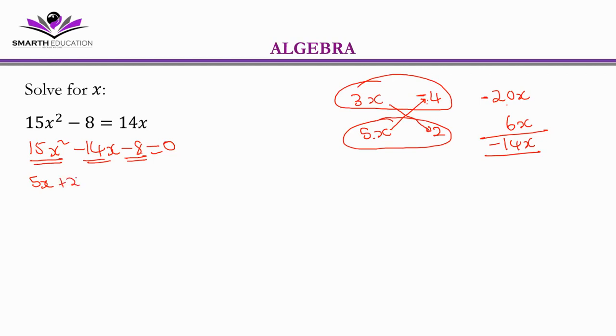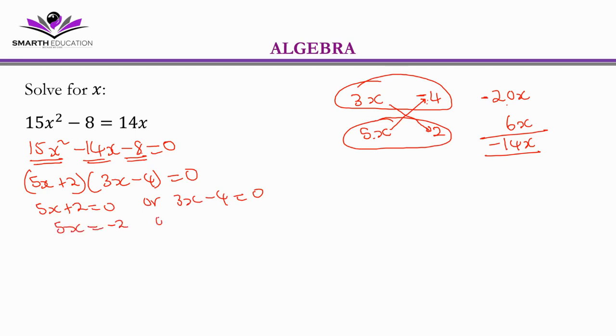So it means that your brackets are 5x plus 2 and 3x minus 4 equal to 0. This is a faster method, I think. Meaning that 5x plus 2 is equal to 0, or 3x minus 4 is equal to 0. 5x is equal to negative 2, or 3x is equal to 4. Divide by 5 here. X is equal to negative 2 over 5, or x is equal to 4 over 3. So this is how you can solve this equation.